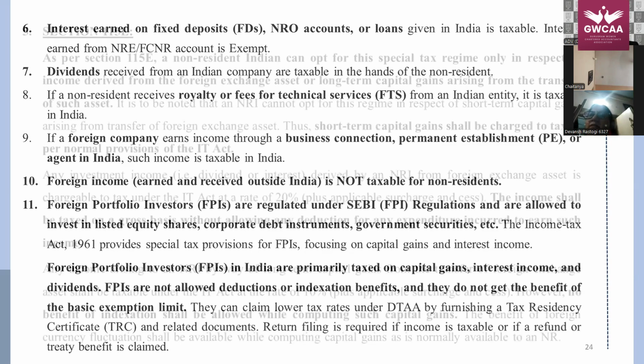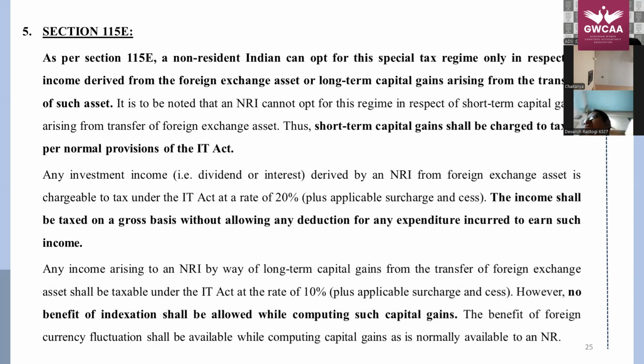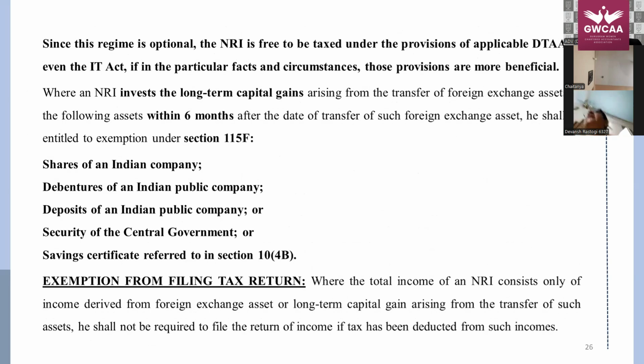Next, now interest earned on fixed deposits, NRO accounts or loans, these all income of non-resident are taxable, but interest earned from NRE or FCNR account is exempt. Dividends earned from Indian company are taxable for the non-resident. Royalties, fees for technical services. If any foreign company has business connection, permanent establishment or agent in India, and out of that, if foreign company earns any income, he is also taxable as non-resident. That company is also taxable.